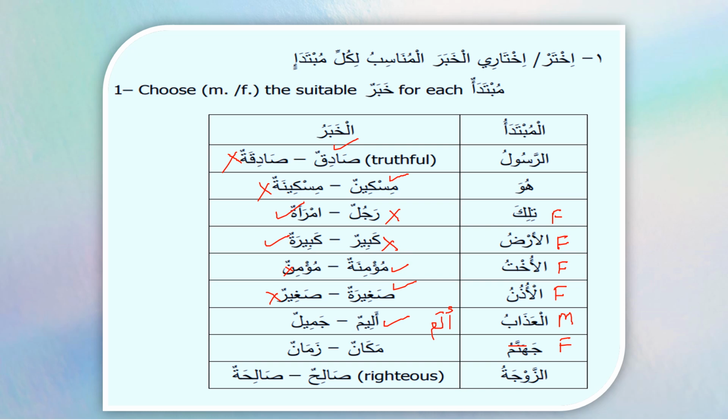And now it's a makan, it's a place. Jahannam is a place. Az-zawjatu, zawja, this is feminine. I mean, this is spouse, and zawja can be wife, zawja can be spouse, not spouse, it's wife because it is feminine. So salihun or salihatun? Salihatun, this is wrong. So let's do the next exercise.